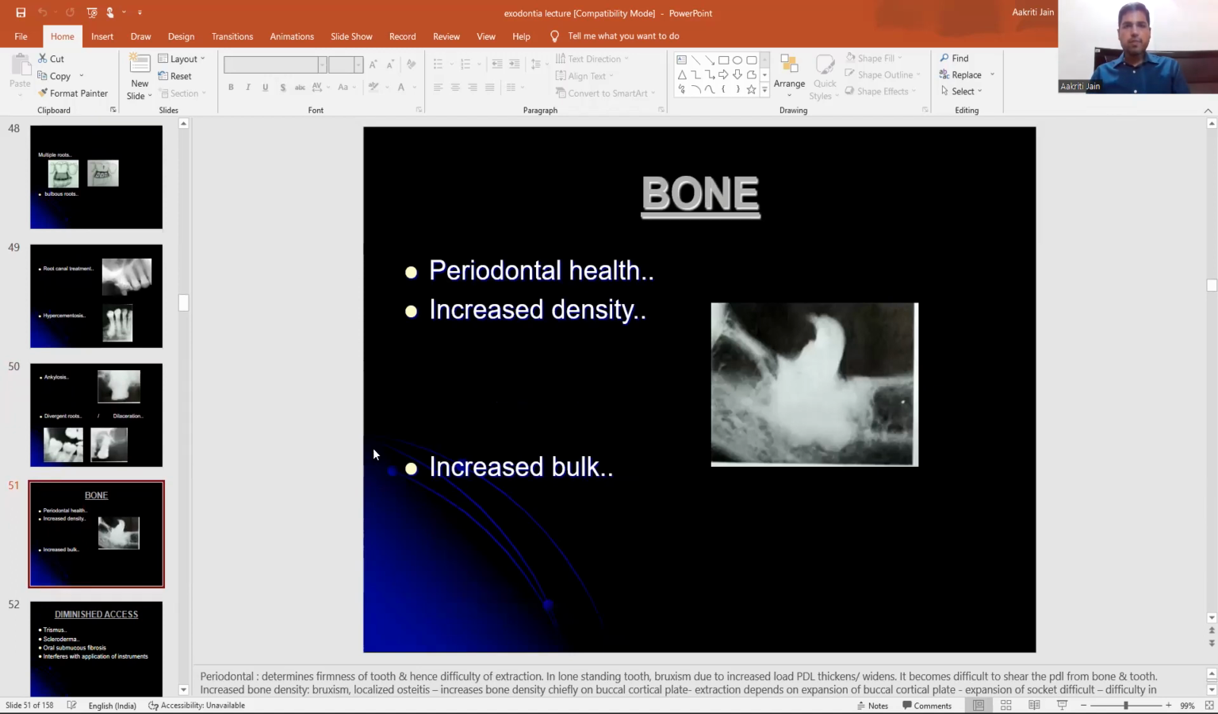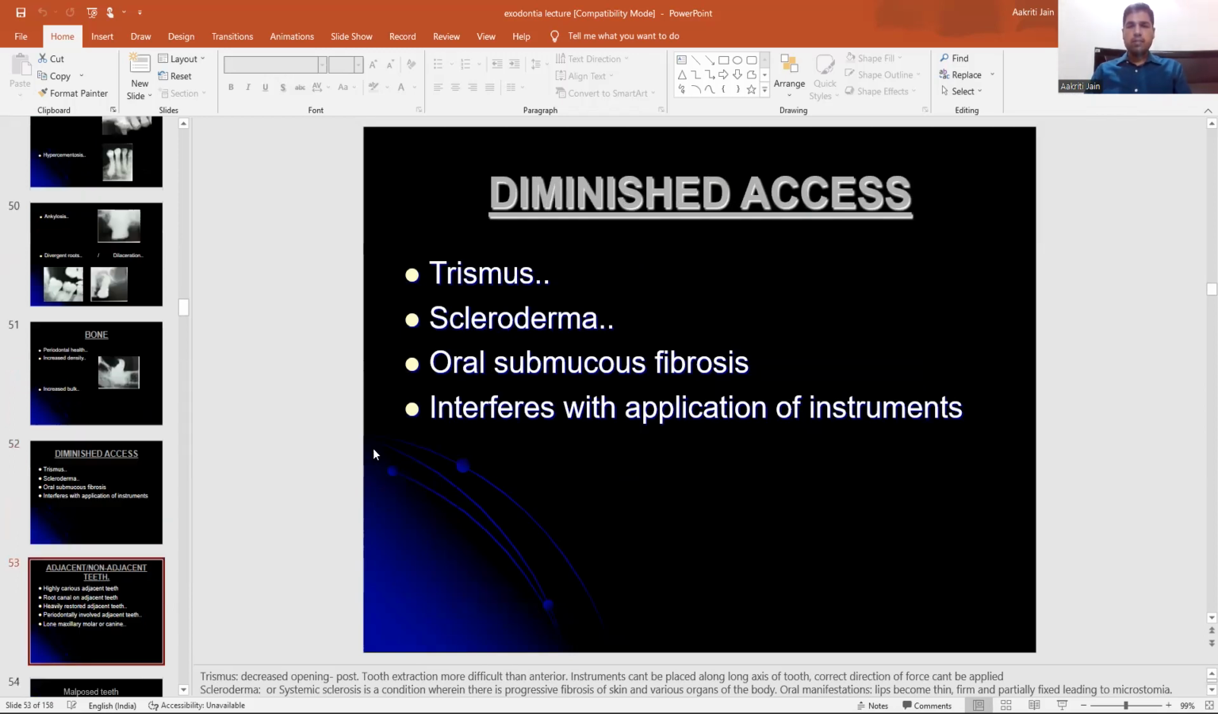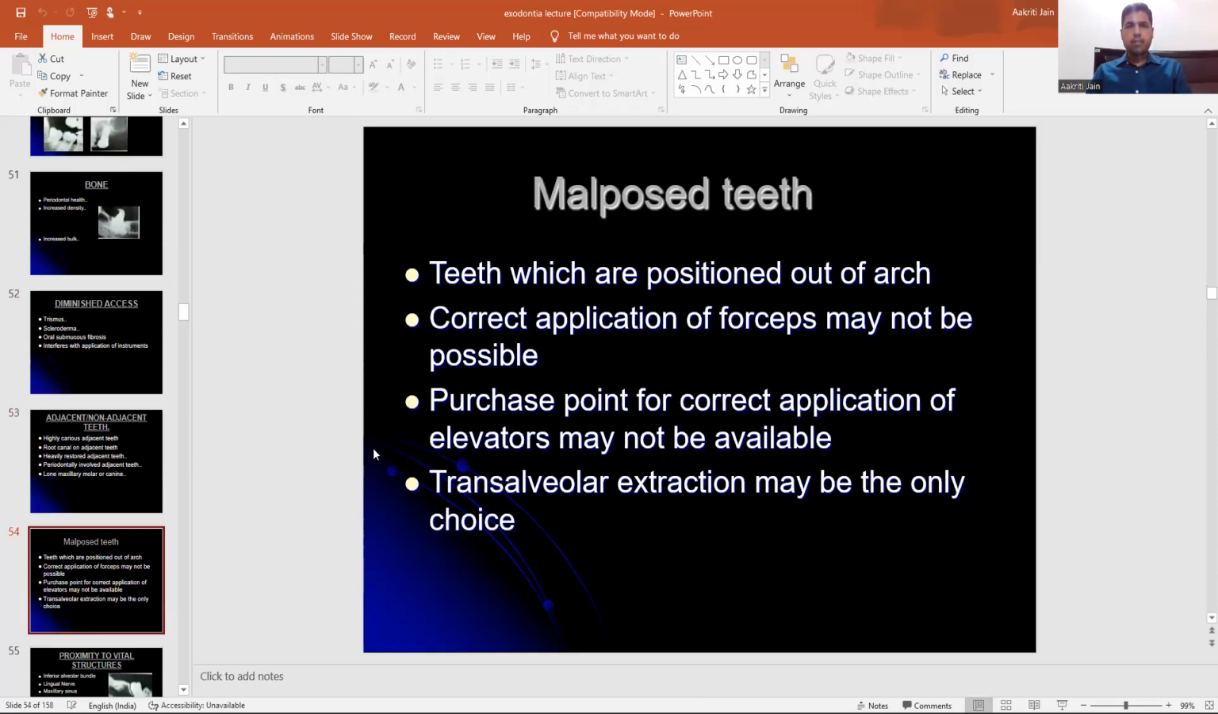Now on the bone, whether it is periodontally healthy or not, increased density or increased bulk of the bone may be seen. Diminished axis is also very important to observe first. This causes trismus, and scleroderma or oral submucous fibrosis interferes with the application of the instruments. Adjacent and non-adjacent teeth: highly carious adjacent teeth, root canal treated adjacent teeth, heavily restored adjacent teeth, periodontally involved adjacent teeth, and a lone maxillary molar or canine.